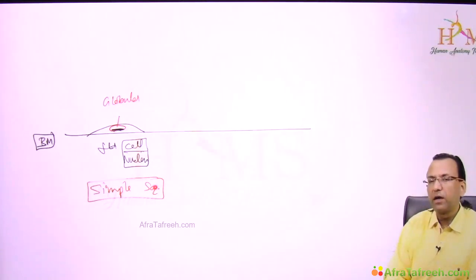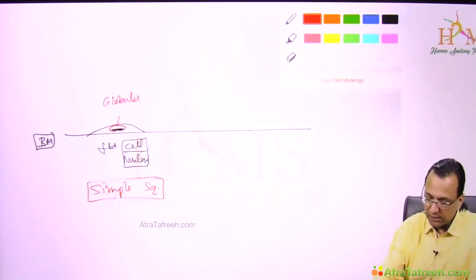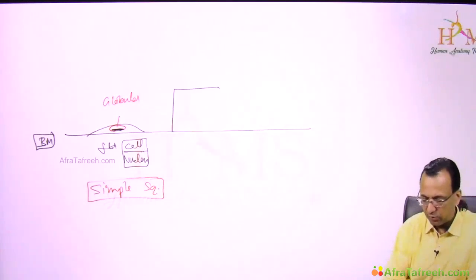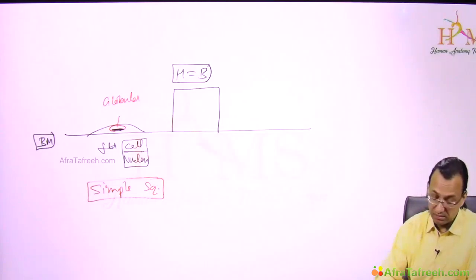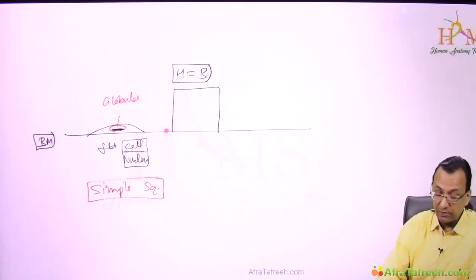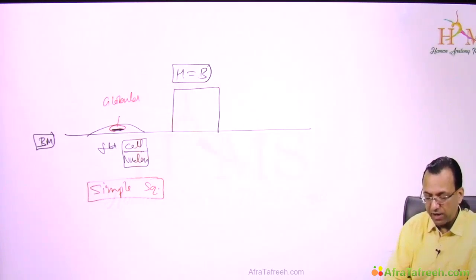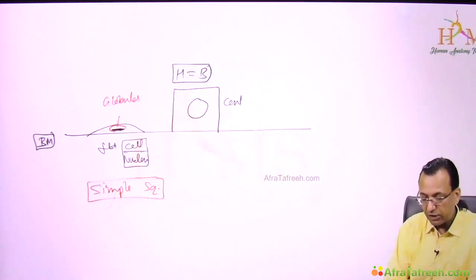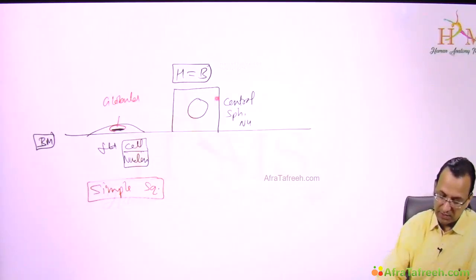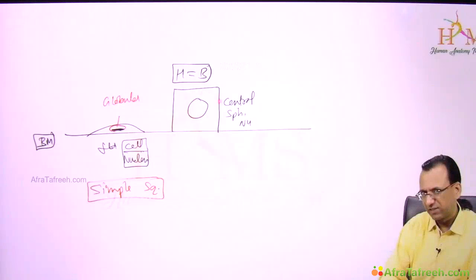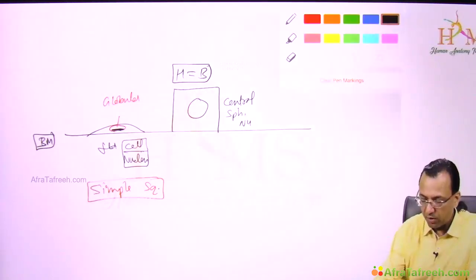How do you identify the simple cuboidal? Simple cuboidal, I'll have height equal to breadth. Height of the cell is equal to breadth of the cell, and there is a central spherical nucleus. Central spherical nucleus. Now, if it is a central spherical nucleus, then what kind of epithelium is this? This is simple cuboidal epithelium.